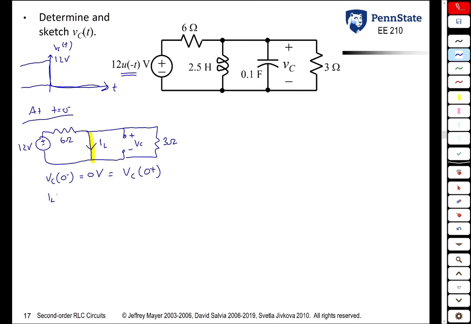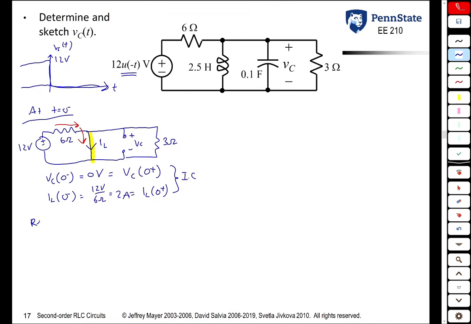The current through the inductor, we can use Ohm's law. The 12-volt source is going to make current be produced. That current can either go through the inductor, the capacitor, or the resistor. It's all going to go down through the inductor. And so that current is just 12 volts divided by 6 ohms, or 2 amps. So these are our initial conditions. For now, we're just going to set them aside.